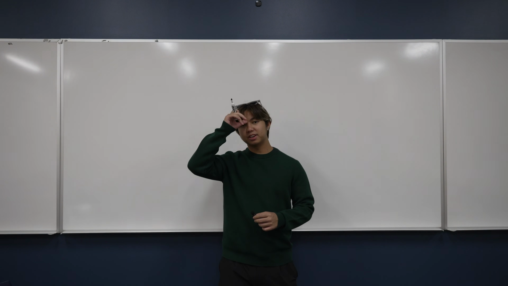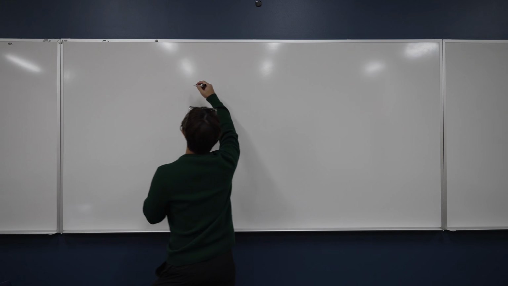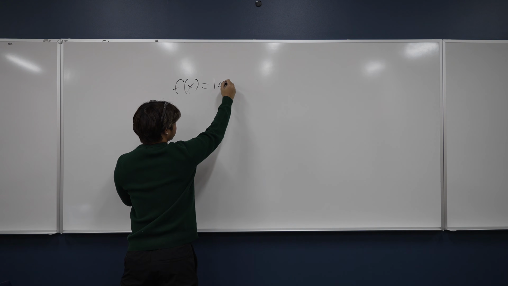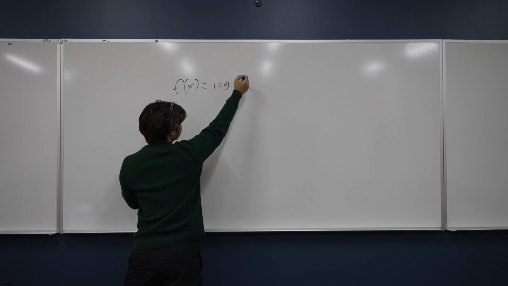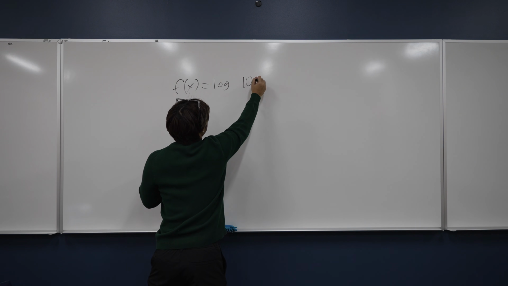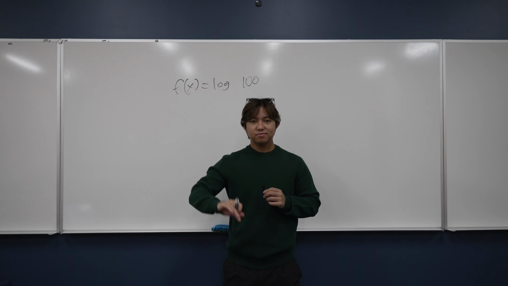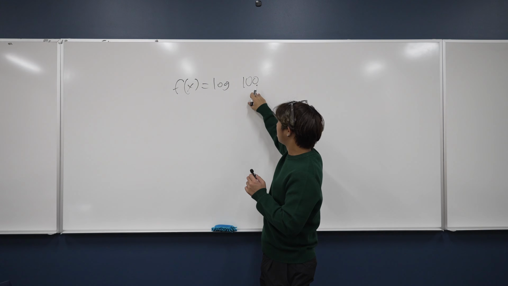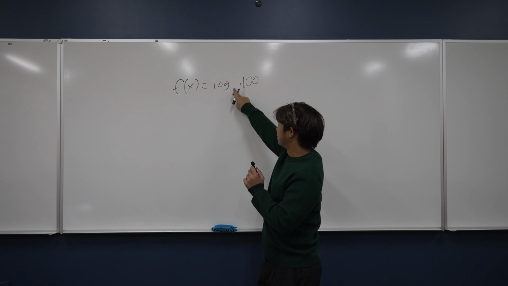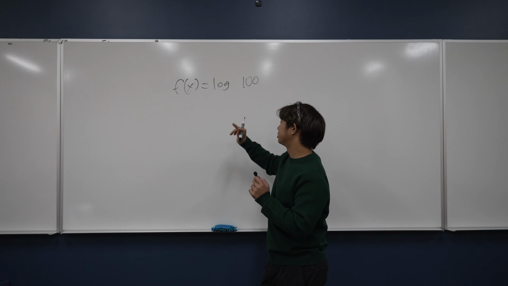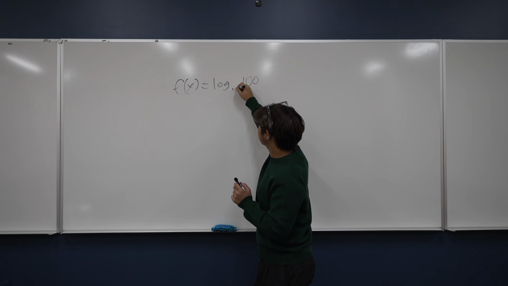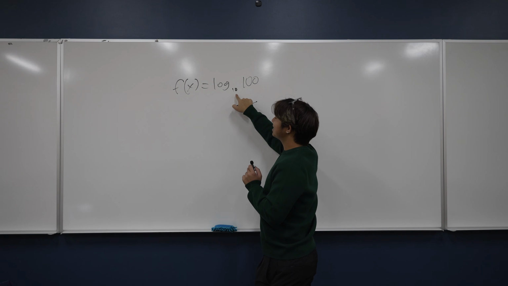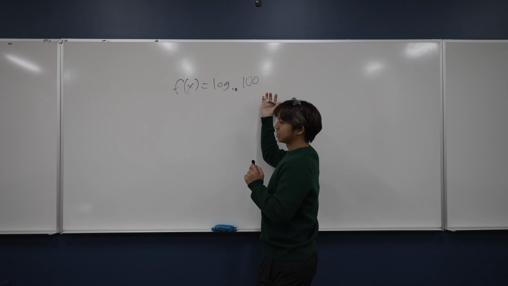All right, so logs. When we talk about logs, we're looking at f(x) equal to log, with some sort of base and some sort of number. Let's say I had a question like f(x) equal to log of 100. There's no base explicitly stated here, but always know that it's implied that the base is 10. So we say it's log base 10 of 100. Here we can just simplify it.